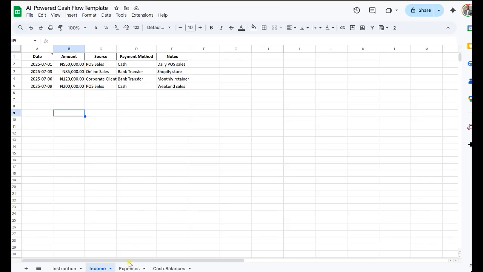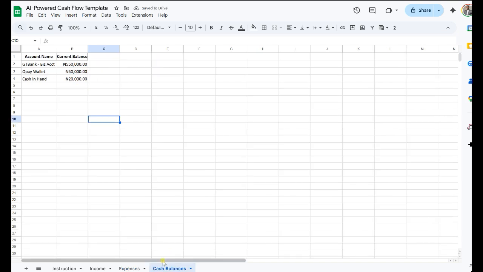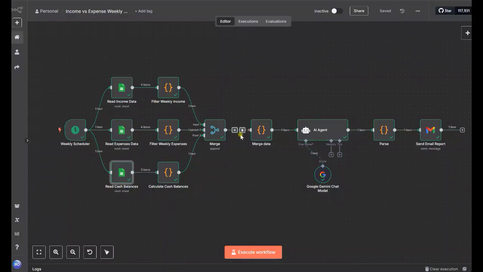And then let's go to the expenses. Let's assume that we restock drinks. We spent, instead of 30,000, let's say we spent 20. And then staff salary, we spent less. Everybody wants to spend less, obviously. And then let's assume that the electricity bill remained, and then we assume that the cash balance remains as well. So the system will be left to run. It will be scheduled to run.